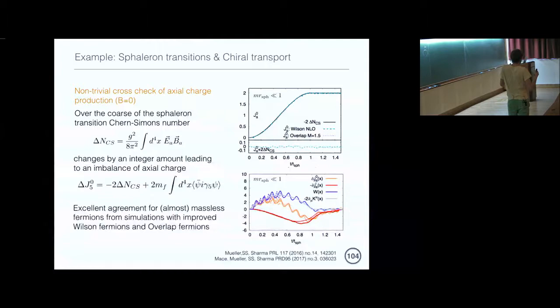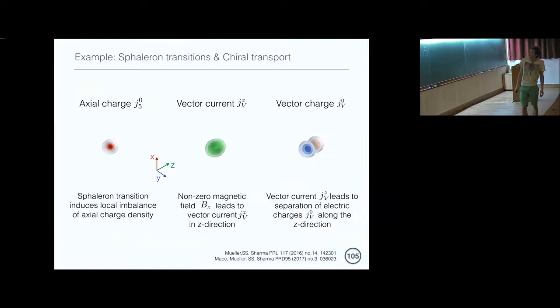And that is something that we did over here. What I'm showing here are actual simulation results, not really renderings, of the axial charge density. That's going to be this guy here. The vector current, so that's supposed to be our chiral magnetic effect current. But then also the vector charge density, so that's just the amount of electric charge that you induce.